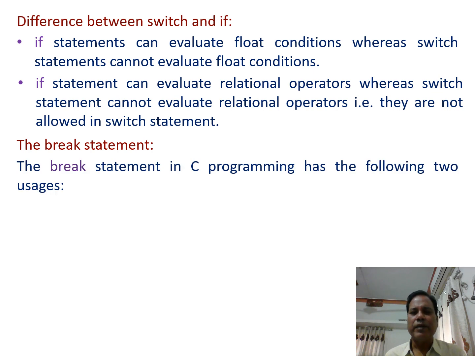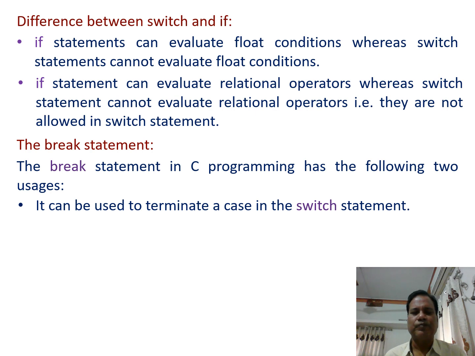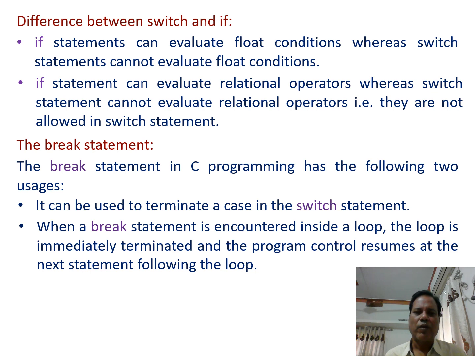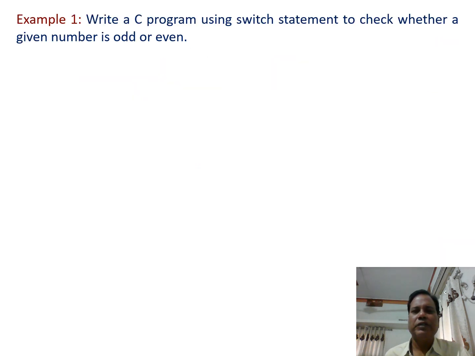The break statement. The break statement in C programming has the following two uses. It can be used to terminate a case in a switch statement. When a break statement is encountered inside a loop, the loop is immediately terminated and program control resumes at the next statement following the loop. Now let us try to understand the switch statement through some examples.